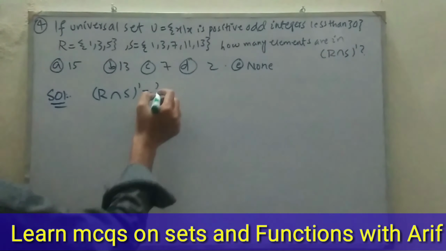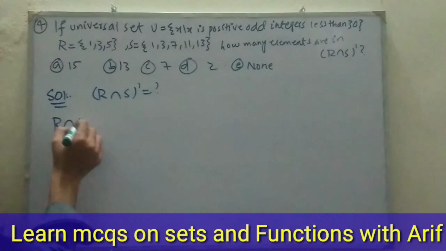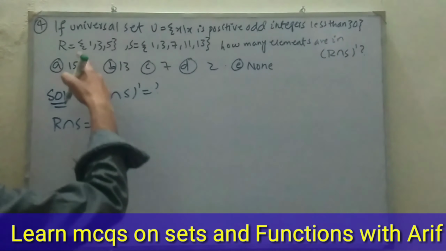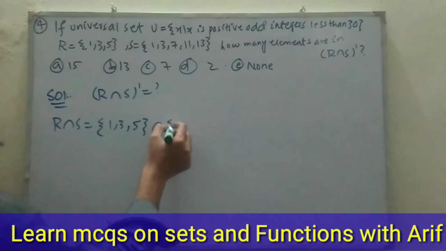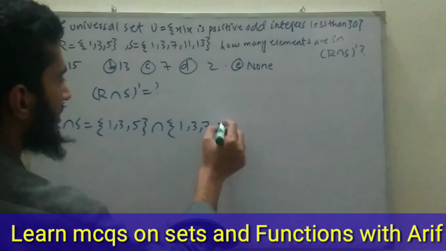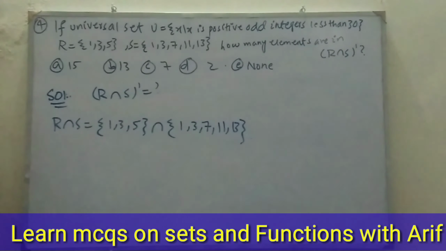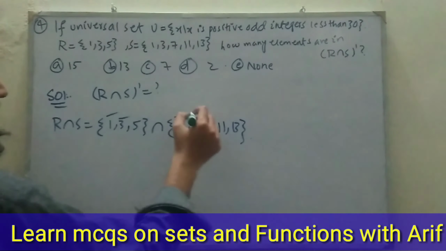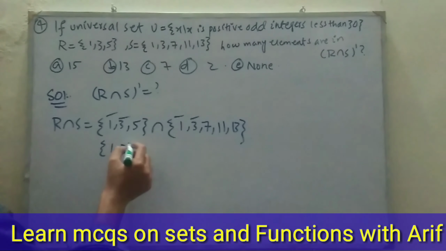Number of elements. First we are going to find R intersection S. Our R set is 1, 3, 5 and S is 1, 3, 7, 11 and 13. Here is an intersection sign, so it means the common elements, which are 1 and 3 in both of these. So the intersection will be 1 and 3 because these are the common elements.